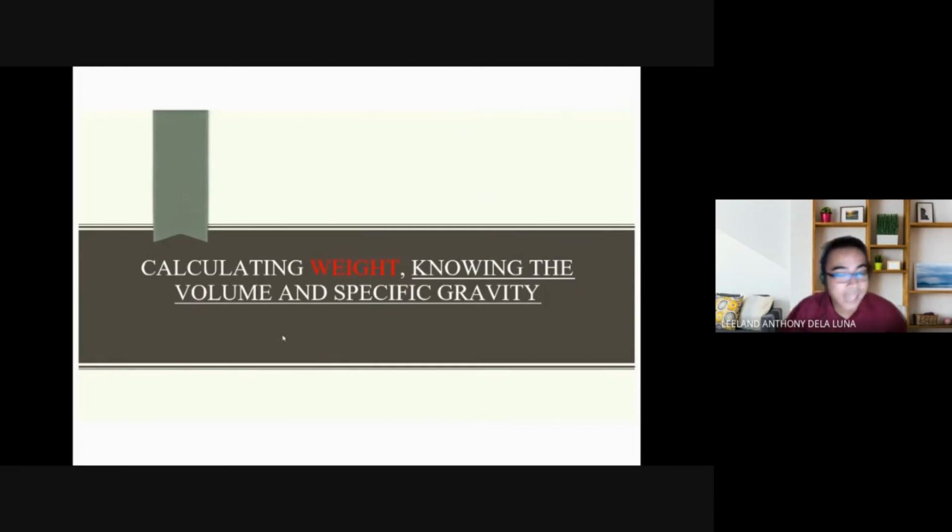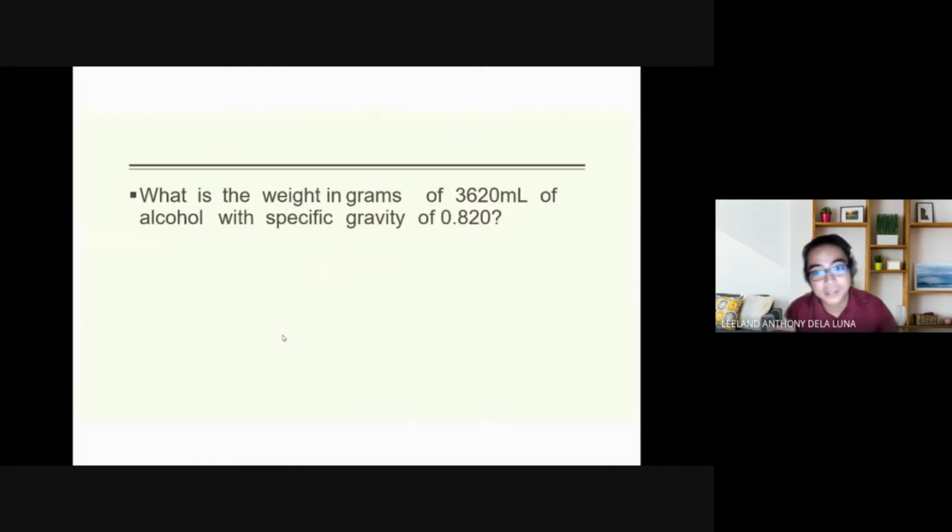Now, let's calculate the weight knowing the volume and specific gravity. So most often than not kasi, class, isa sa major application ng ating specific gravity is when we want to determine, say, for example, the weight of a substance, pero given ako ng volume niya. Okay? Mas madali ito maintindihan, class, if we have some sample problems. Halimbawa, what is the weight in grams of 3,620 ml of alcohol whose specific gravity is 0.820?